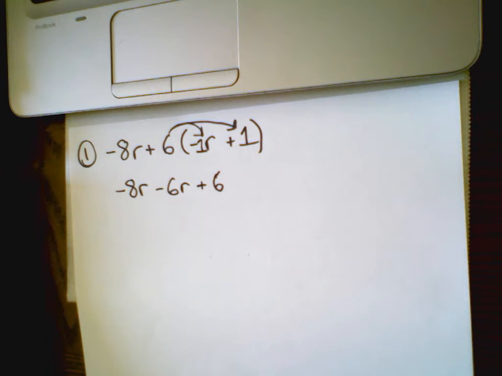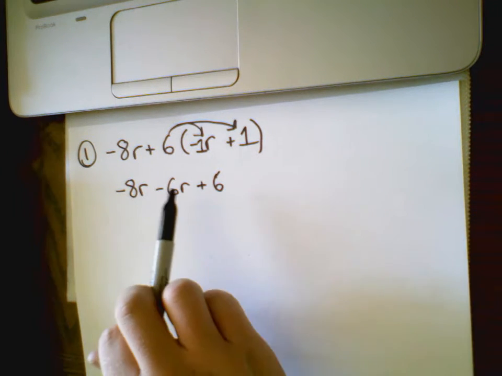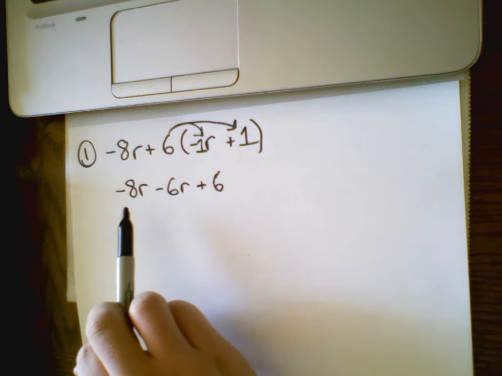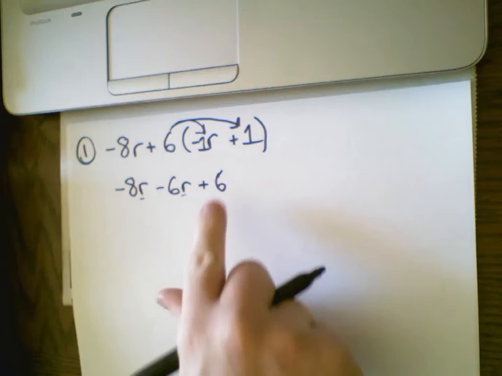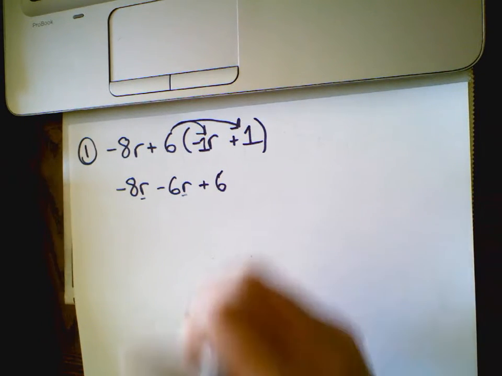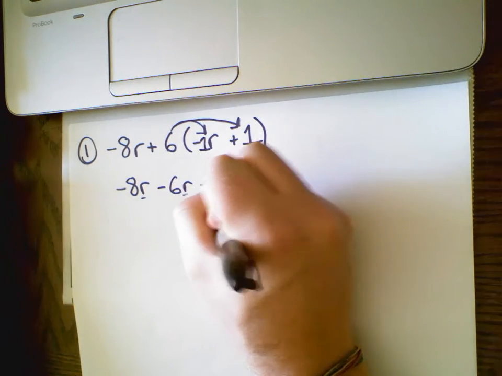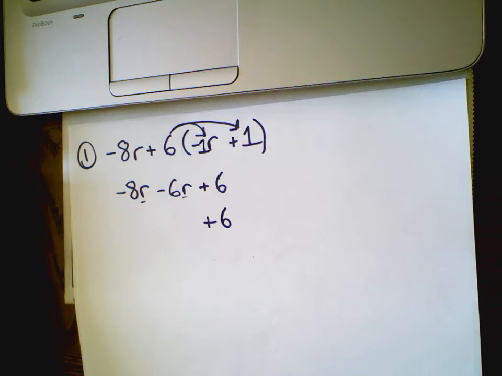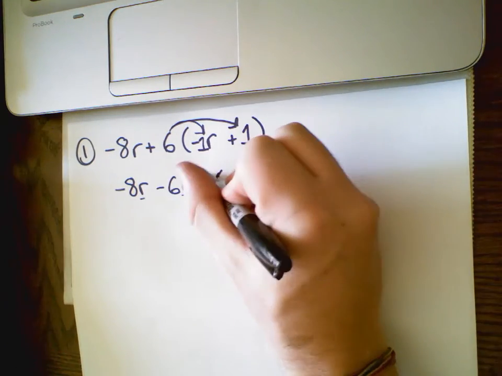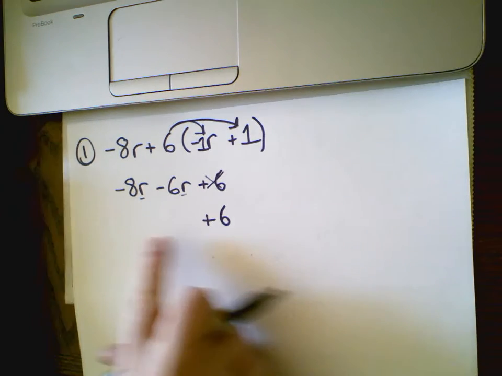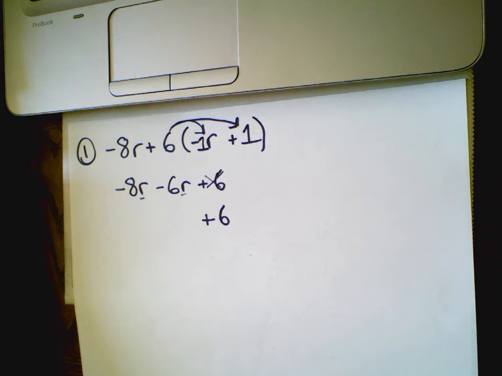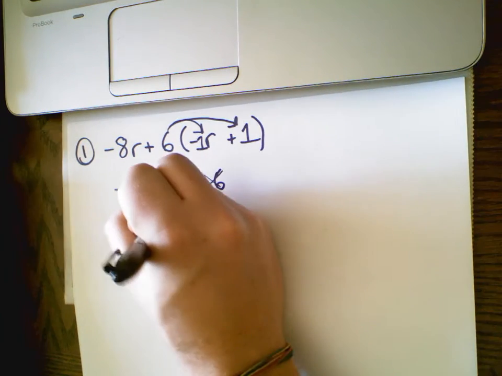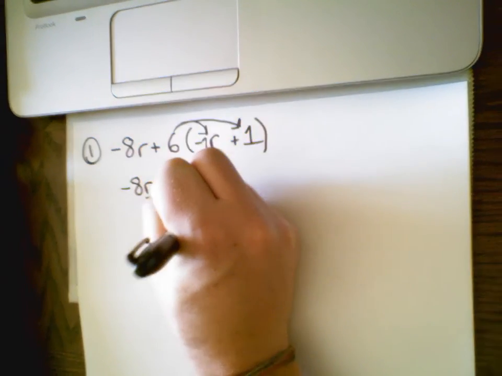Now, we do have 2 numbers that we could combine here, and that would be negative 8r and negative 6r, because they both have an r. So then what do I do with this 6? Well, I'm going to bring it down, plus 6. Since I'm not using it yet, I can even cross this out up top to bring it down. Minus 8 minus 6r is going further down the number line, which would give us negative 14r.